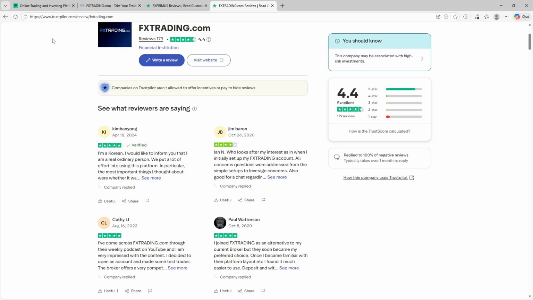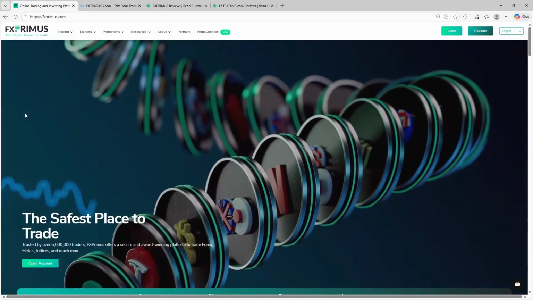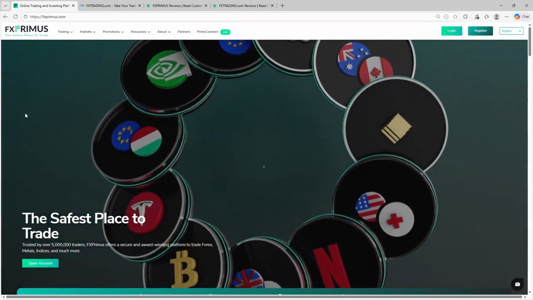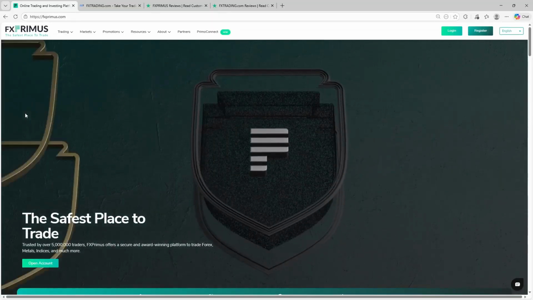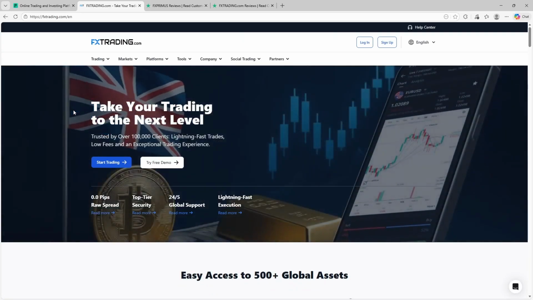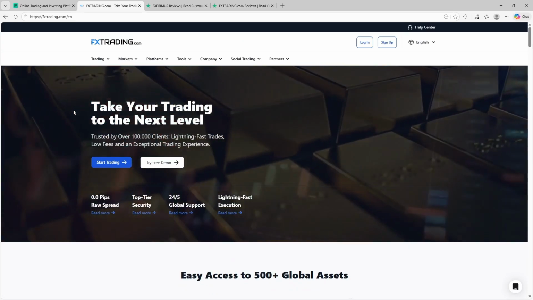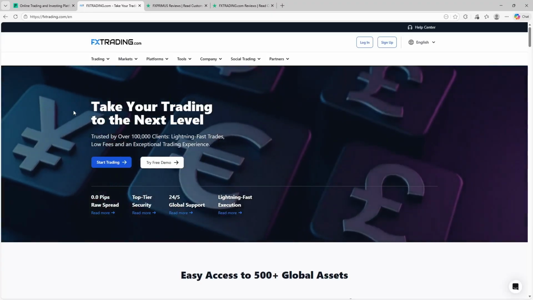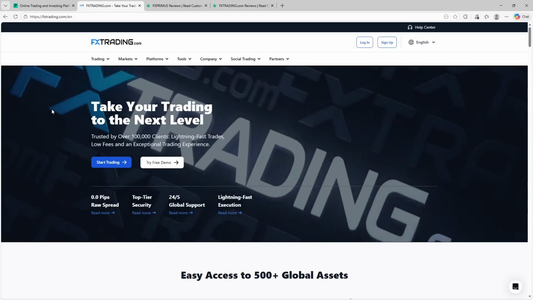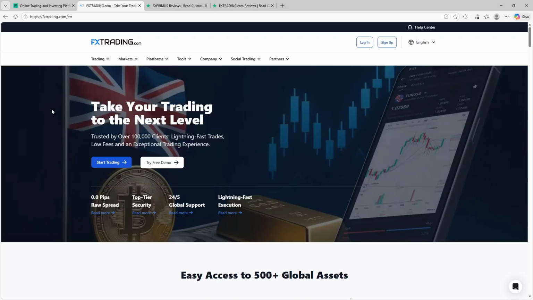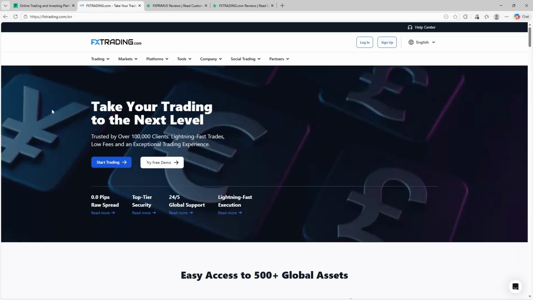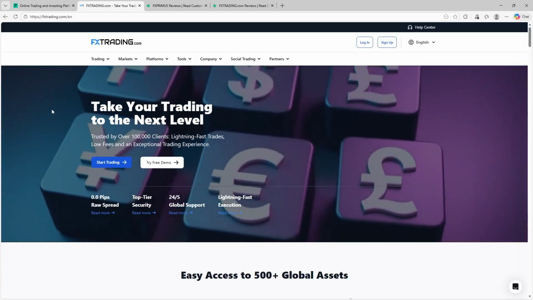Final takeaway: FXPrismus is better suited for traders who value structured account tiers, clearly defined leverage rules, and a service-driven environment with strong human support. FXTrading.com is ideal for traders who prioritize flexible entry points, aggressive leverage options, familiar MT4 and MT5 workflows, and professional raw pricing without unnecessary friction. Neither broker is universally better. The right choice depends on whether you prefer guided structure or execution-first flexibility.